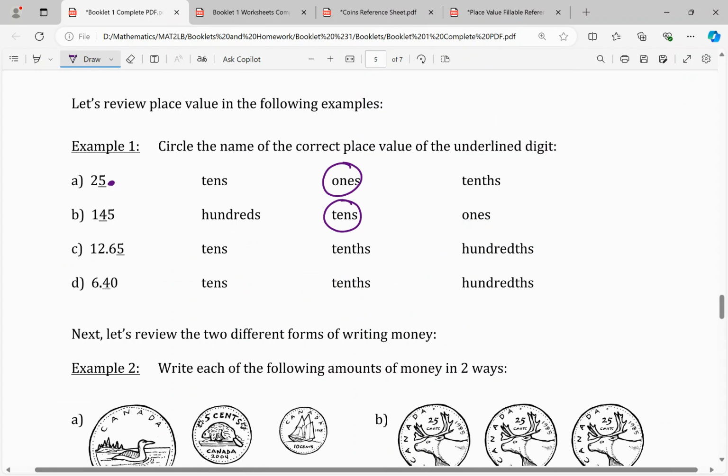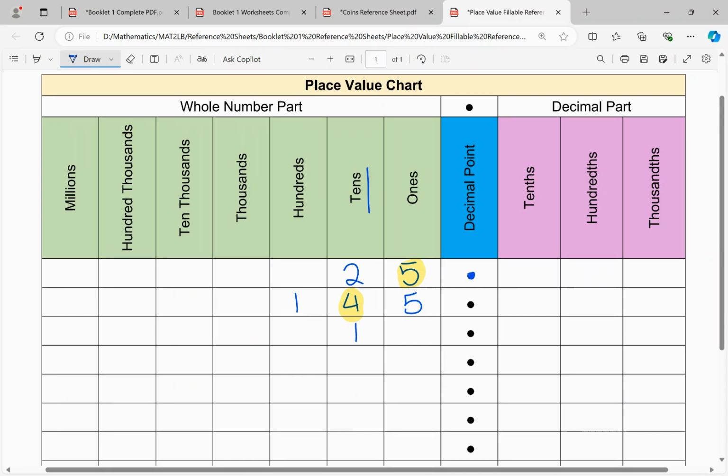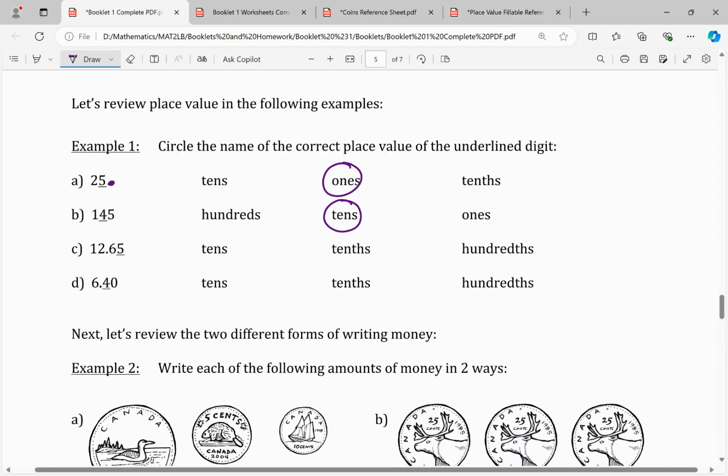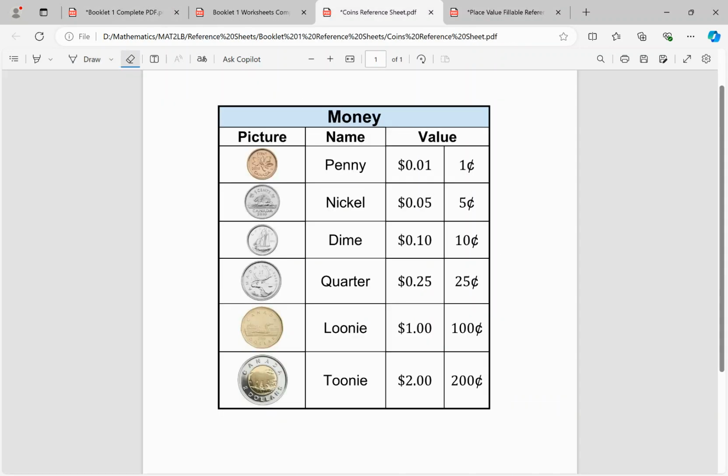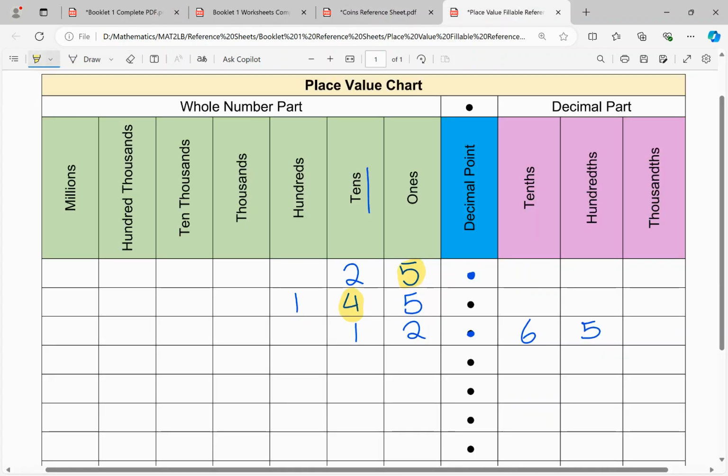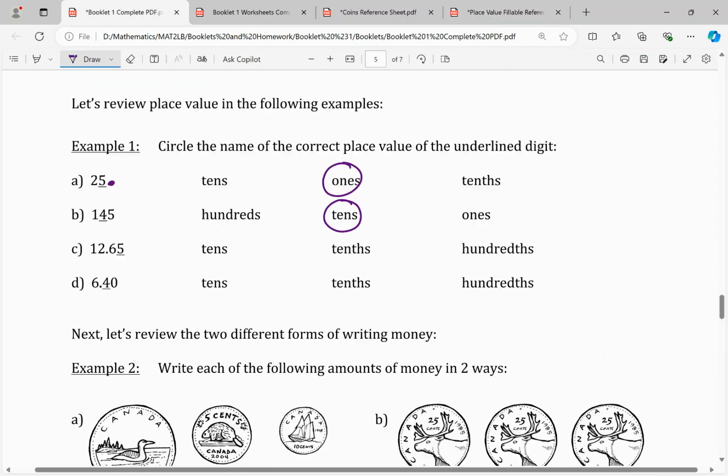12.65 is question C. They want us to find the place value of the 5. So I'm going to go to the chart. I'm going to copy 12 point 65, making sure that the decimal lines up. I believe it was the 5. Yes, it was. It's the 5 that we need to find. Here is the 5, which means that our place value is the hundredths. All right, so we're going to circle the hundredths, which is right over here, and we move on.